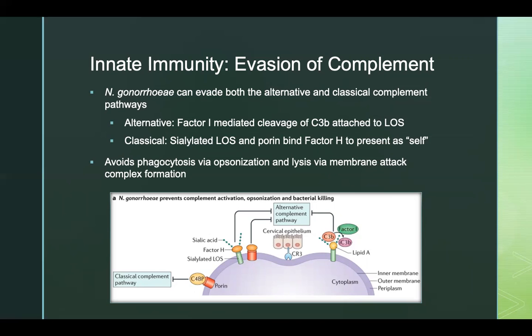This prevents opsonization across the entire bacteria, meaning that there is not any more efficient phagocytosis happening after such occurrence. The classical pathway is actually avoided by sialylated LOS and porin binding both factor H and C4b-binding protein, very similar to factor H, both of which present the bacteria to be a part of the self to the innate immune system, which obviously isn't true. But in general, after avoiding both of these forms of complement, the bacteria is able to avoid phagocytosis via opsonization and lysis via the formation of any sort of membrane attack complex.